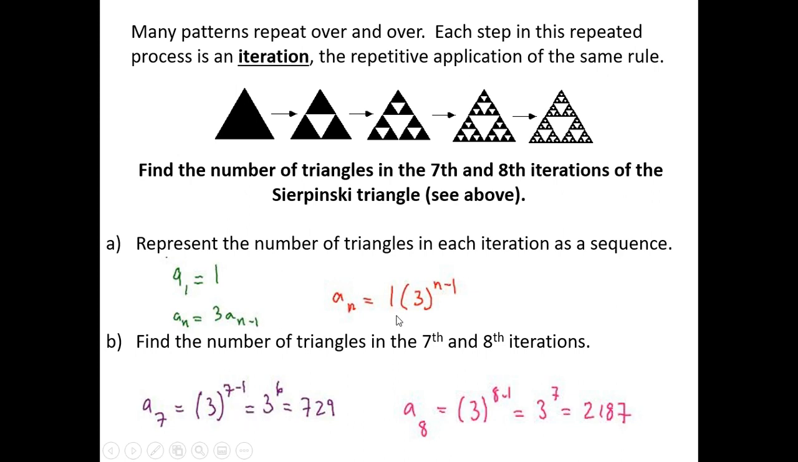So what about the 7th and 8th iterations then? a sub 7 is 3 to the 7 minus 1, or 3 to the 6th power, which is 729. And then a sub 8 is equal to 3 to the 8 minus 1 power, 3 to the 7th, which is 2187. And you can see that this grows quite rapidly.